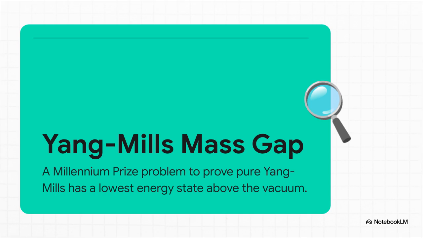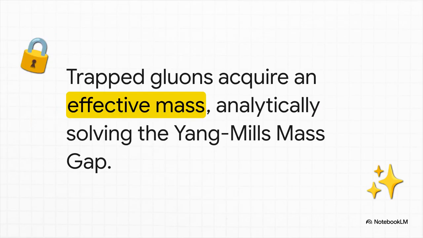In simple terms, quantum chromodynamics works beautifully in practice, but mathematicians haven't been able to formally prove why quarks are always confined and never found alone. They need to prove mathematically that pure Yang-Mills theory has a mass gap, meaning its lowest possible energy state is strictly above zero. Well, FST provides a direct analytic resolution to this through a mechanism it calls geometric confinement.